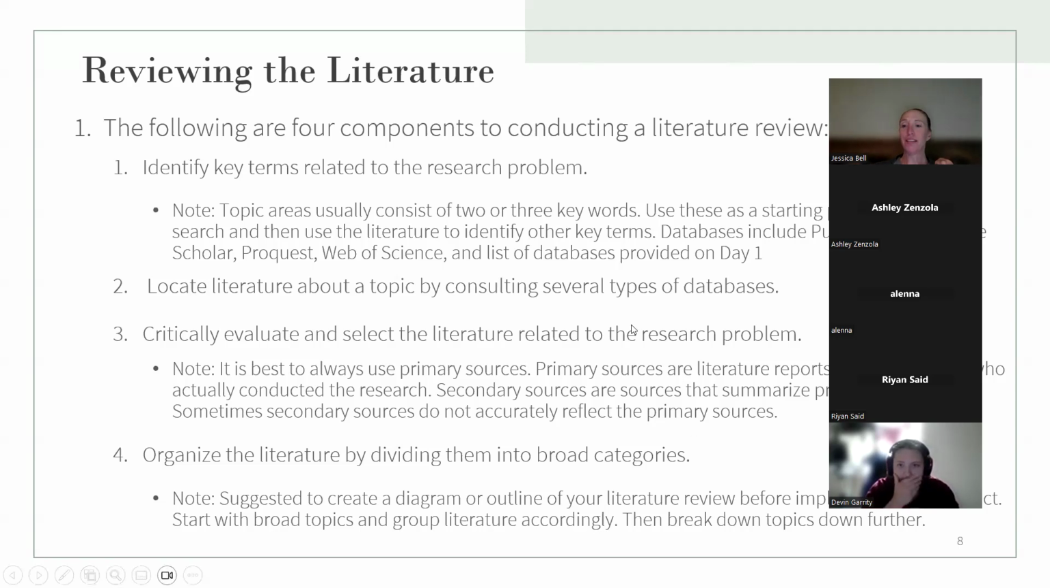Devin's laughing at me because I couldn't pronounce synonyms and I kept saying synonym. All right, well, we're going to just move past that.